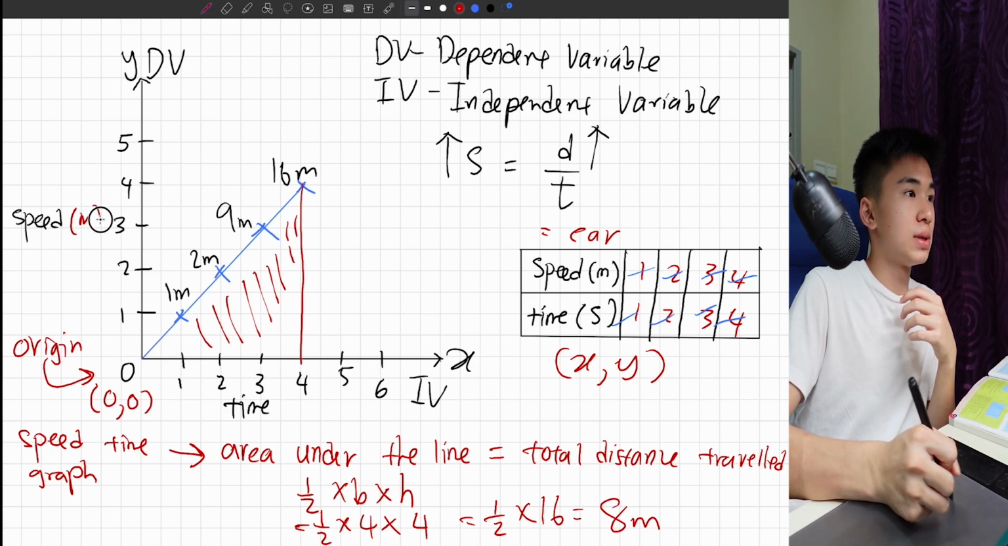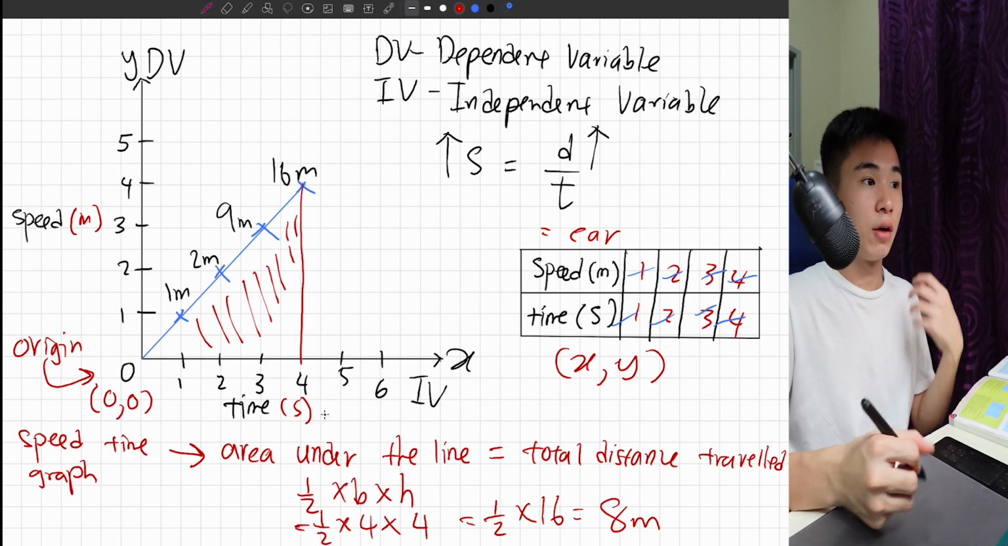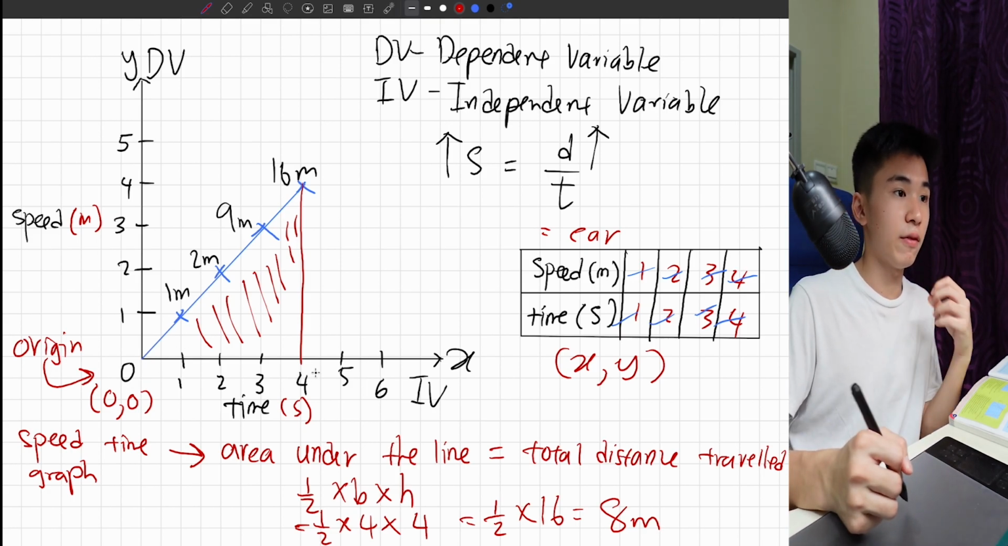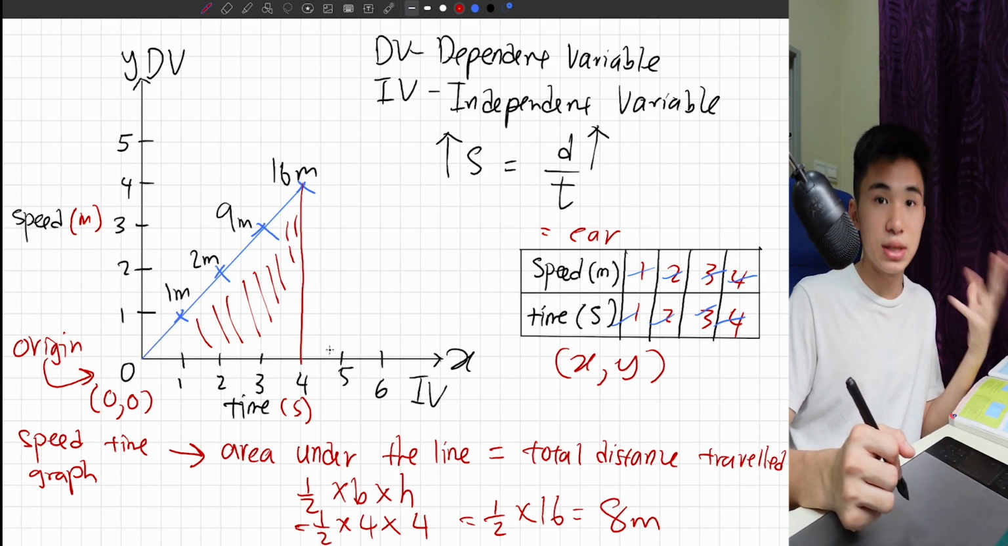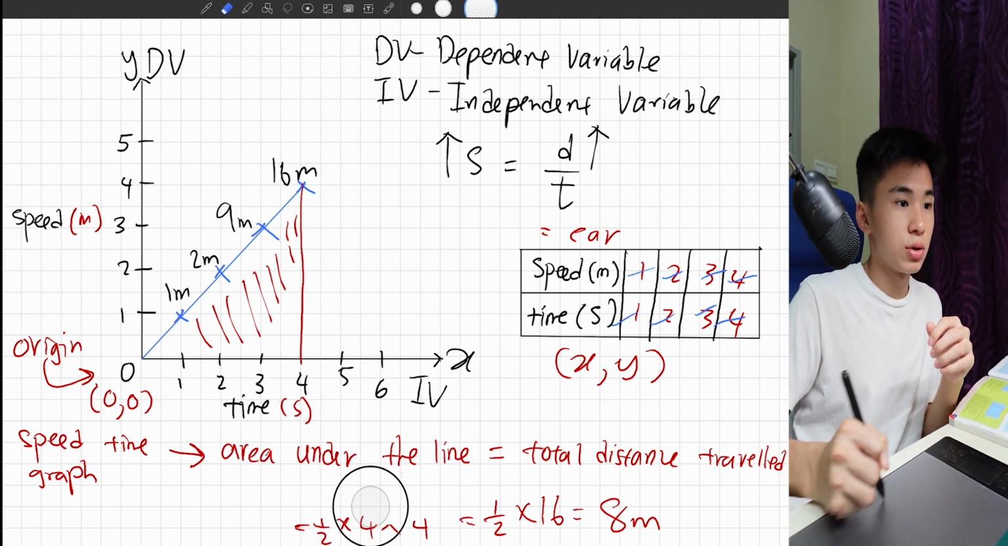So this is going to be meters and this is going to be seconds. Okay, the total distance traveled by the car from time 0 to time 4 seconds is 8 meters. Okay. So I'm just going to erase this.